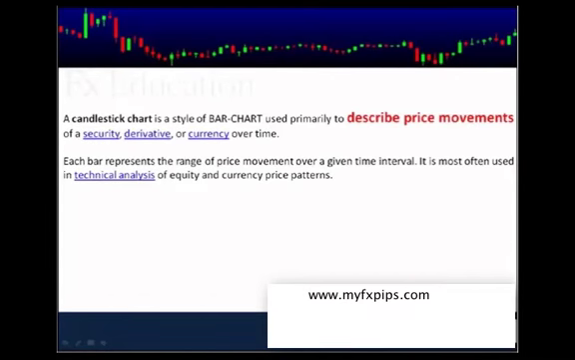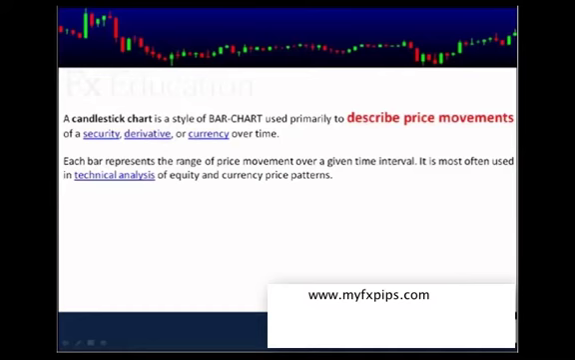Now understand, this is very important. All we're going to concentrate on is the price movement of candlesticks. We're not going to worry about different formations. We're not going to worry about different patterns. All we would like to know is the price movement. Now on the bottom it says each bar represents the range of price movement over a given time interval. That's all we need you to focus on.